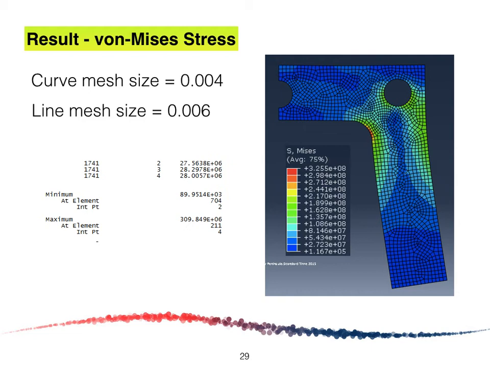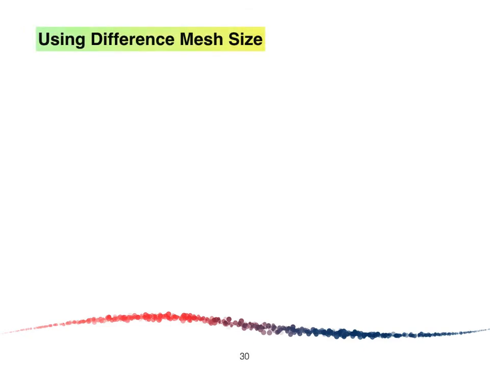In this case, the maximum stress is 309.846 to the power of 6, and the maximum element number is 1741. Okay, we are going to repeat with a different mesh size.